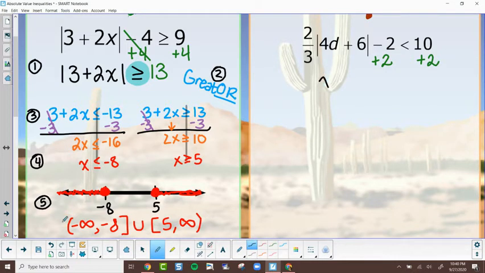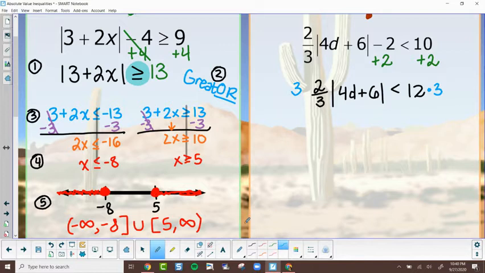Ooh, the dreaded fraction. Of course it was going to come back to us. I'm just going to leave it on the outside as is for now. So I've got 4D, D for dessert, I suppose, plus 6, and there is 12. Okay, I'm going to try to clear this fraction. So I'm going to multiply by 3, multiply by 3.